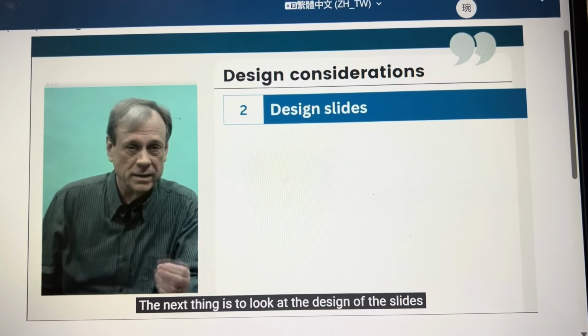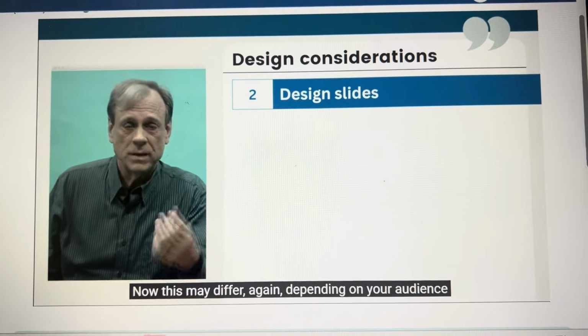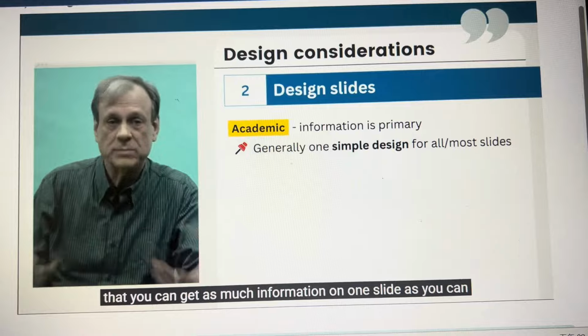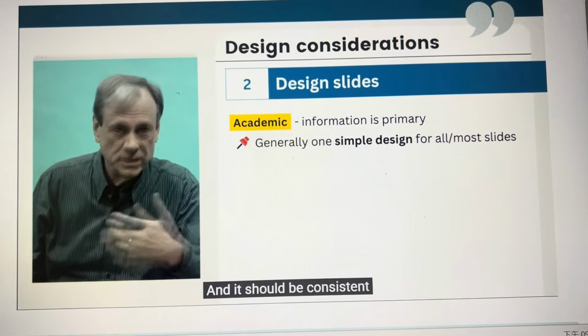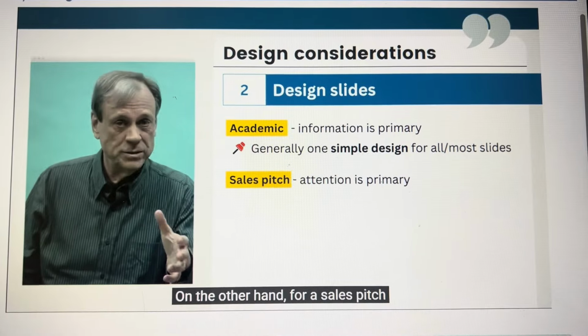The next thing is to look at the design of the slides. And the design refers to the background. Now this may differ again depending on your audience. For an academic presentation, normally the information is primary. And so you want to use a very simple image that you can get as much information on one slide as you can. And it should be consistent so that it shows that all of this is part of one consistent academic talk.